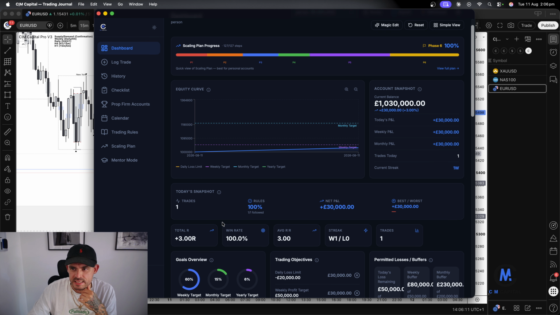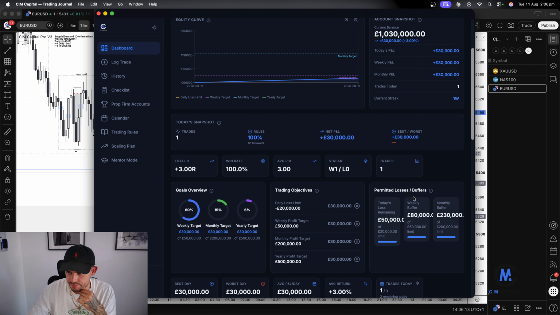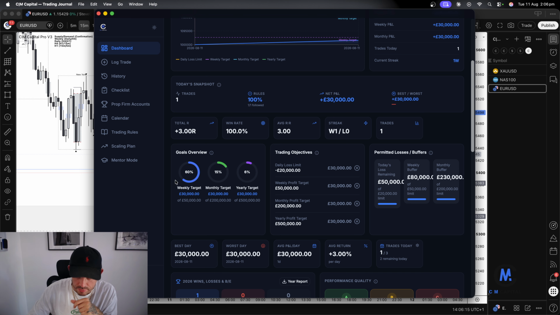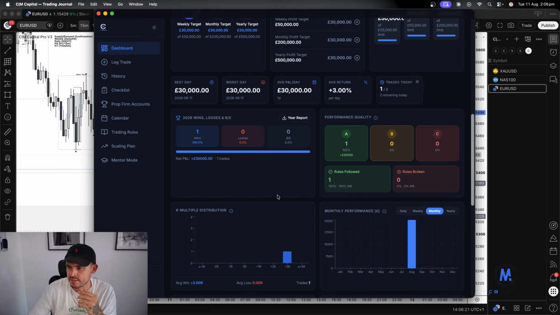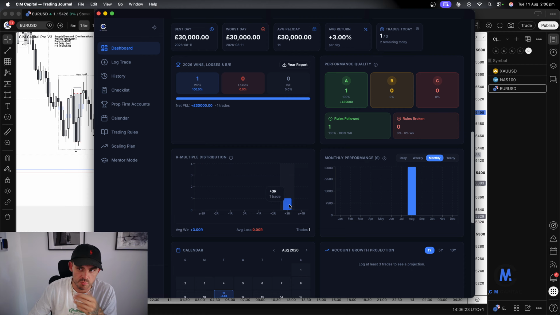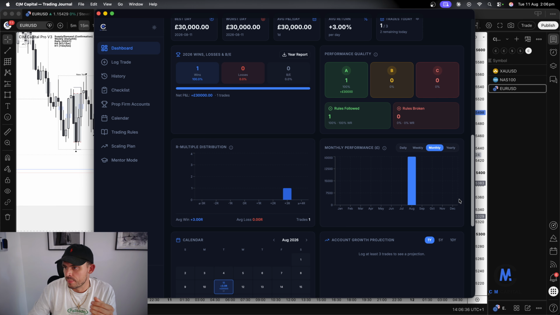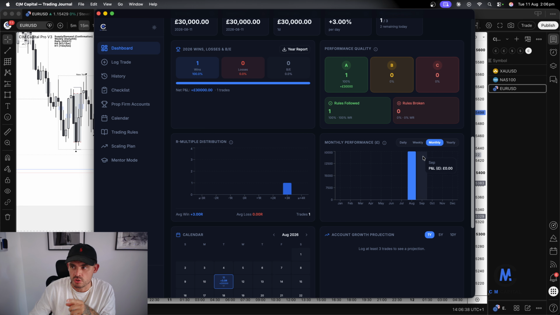So now you can see we are collecting some data, right? Some of the bars are moving up, so on and so forth. Our performance quality, rules followed, stuff like this. Your RR distribution, what are you going for mostly? Obviously over time, as you collect the data, you're going to see what your best risk to reward is. And obviously your monthly performance. So this is good. I like this.